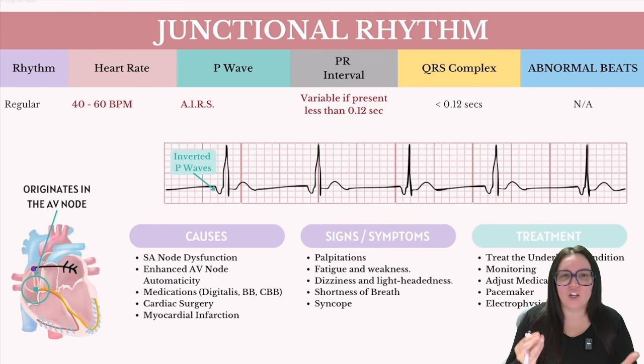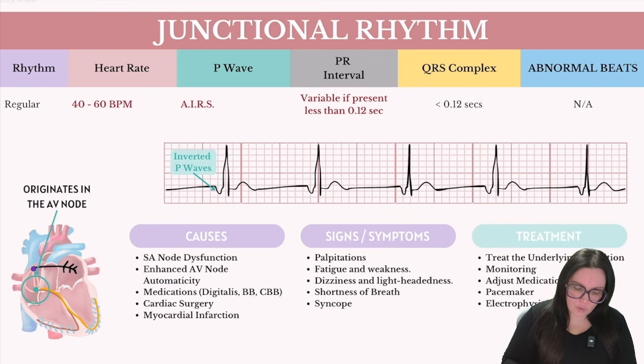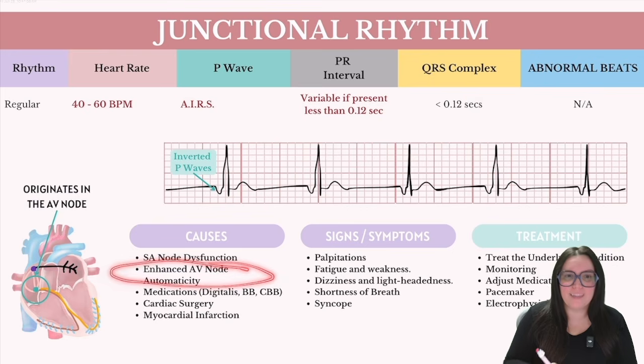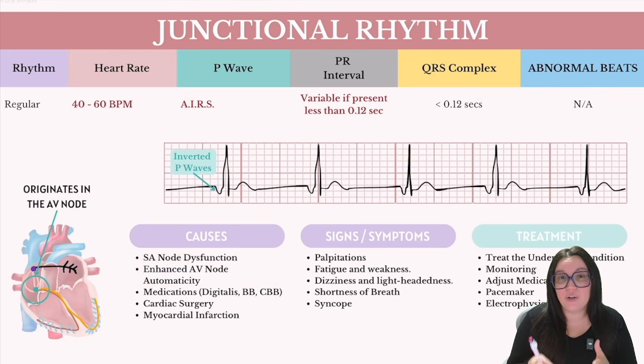So let's talk about the causes as to why this occurs. One of the things could be an SA node dysfunction, and that's the failure of the SA node to generate an impulse, or there's some kind of blockage taking place that's not allowing that impulse to exit the SA node. We can also see enhanced AV automaticity, meaning that the AV node increases its intrinsic pacemaker activity.